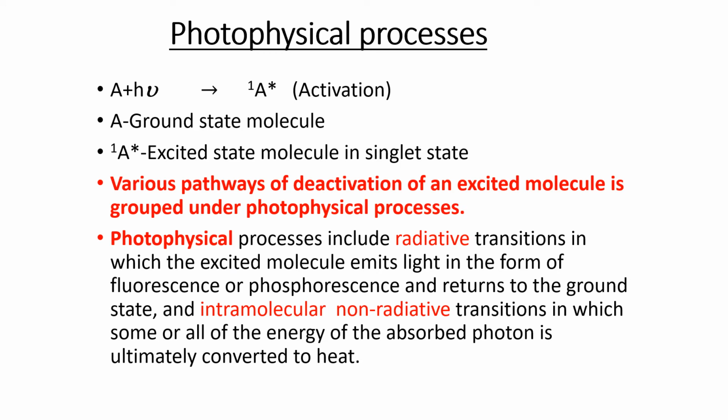A molecule A is excited to A1 star by absorbing one photon. This process is called activation. That is, the molecule is excited to a higher energy state. Now the molecule A1 star has sufficient energy, so it is converted to product. That is the photochemical reaction.